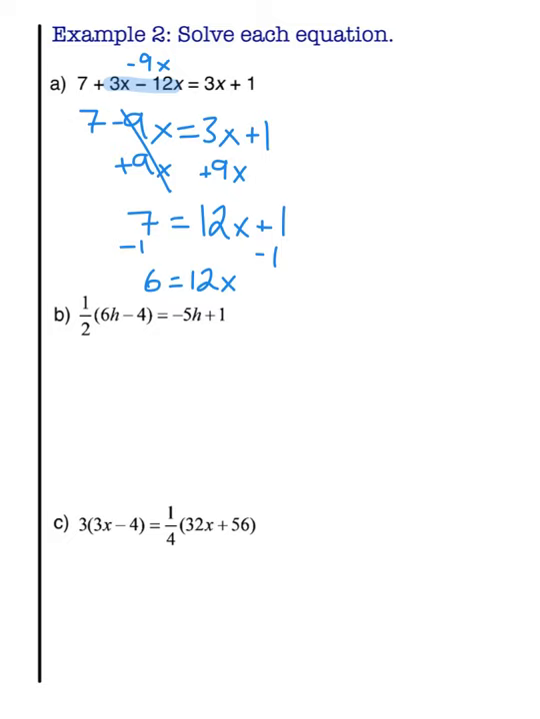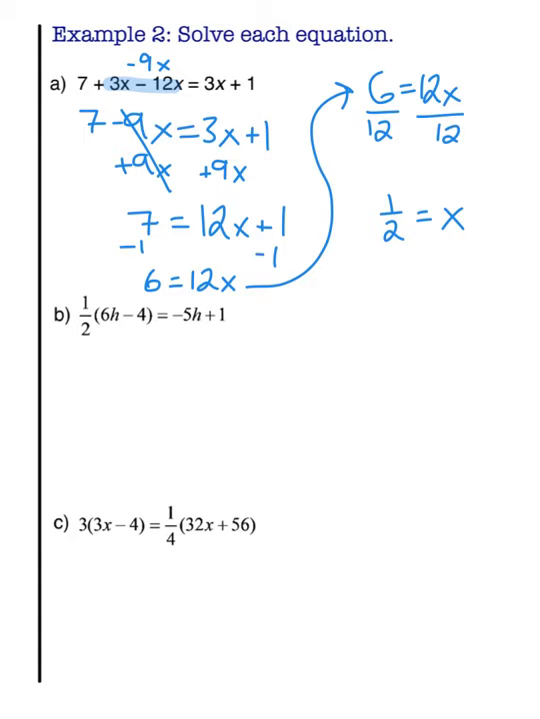And now to get x by itself, I'm running out of room, so I'm just going to write that step up here. To get x by itself, I need to divide by 12. And 6 divided by 12 is 1/2. So x equals 1/2. If you want to write this as x equals 0.5, that's fine, same thing.